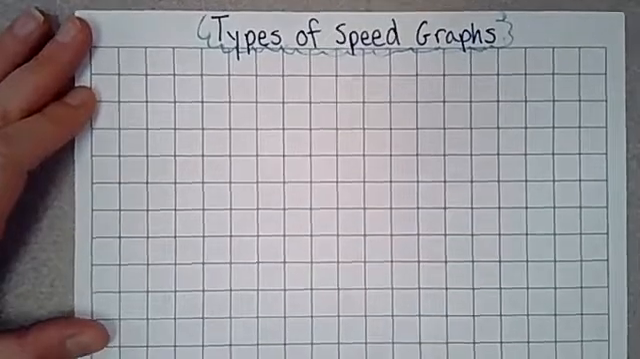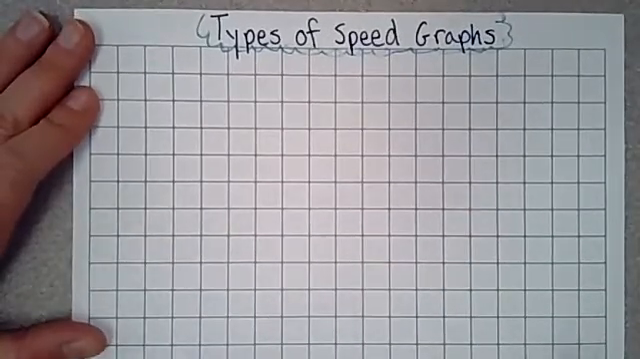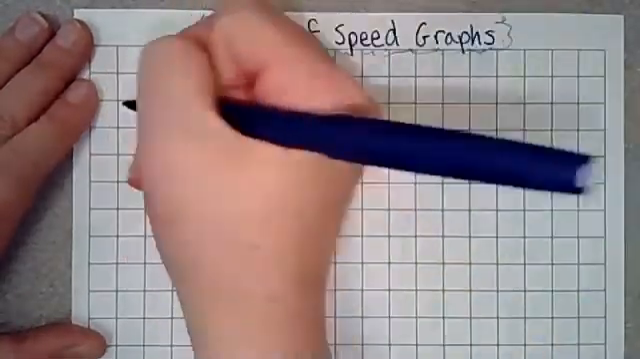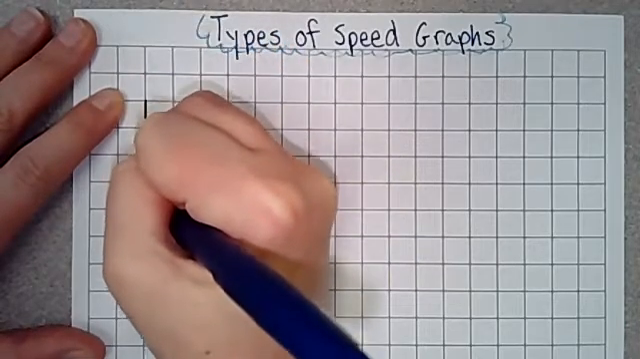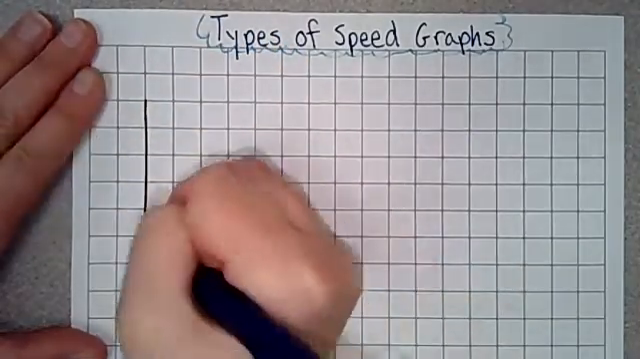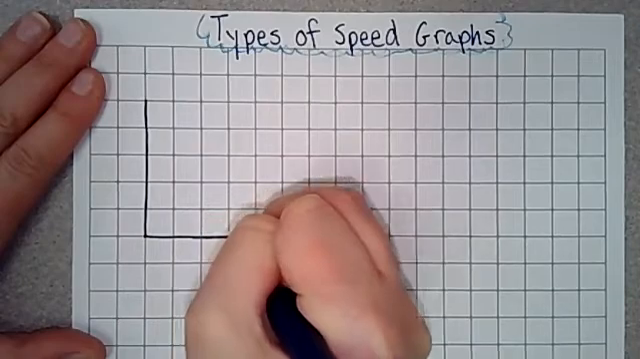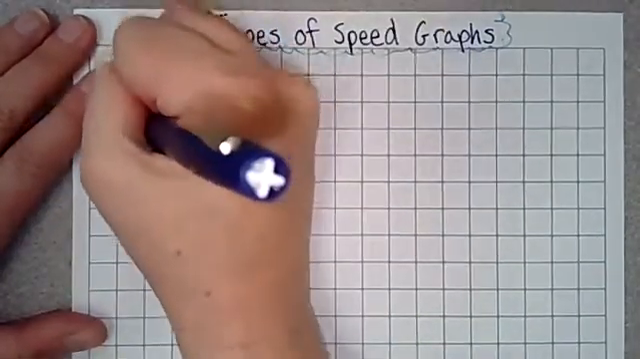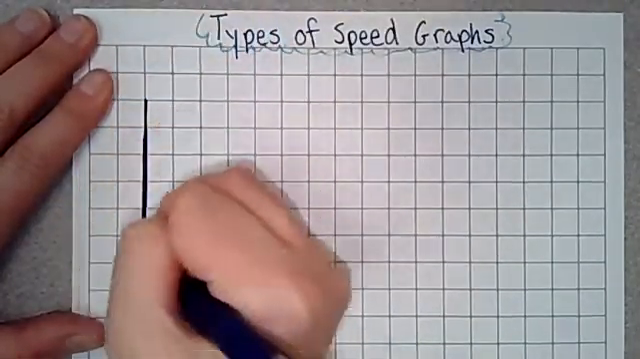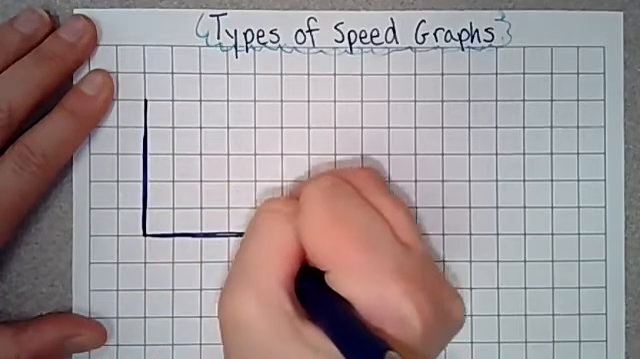If you don't have graph paper, that's just fine. We're going to start with the first graph. What I'm going to do is draw a line going about 5 blocks down and about 5 blocks over. And if you don't have graph paper at your house, that's fine. You can just do this on regular paper too.